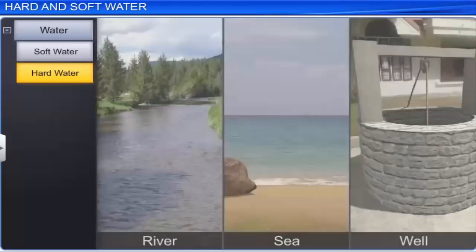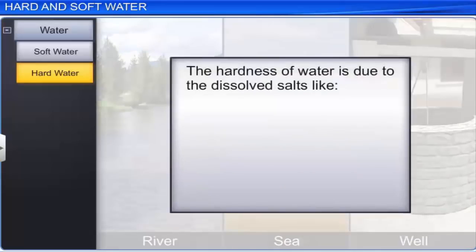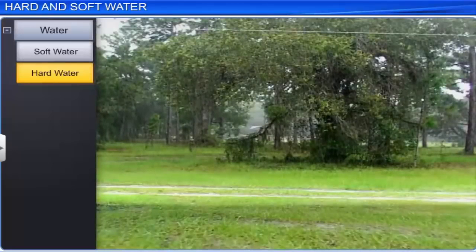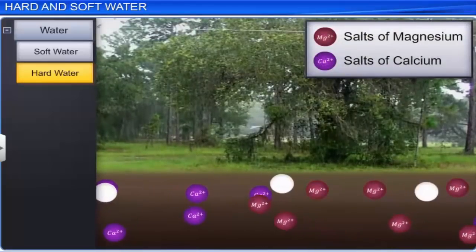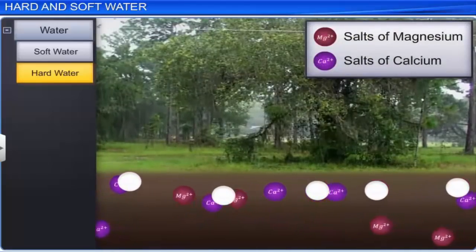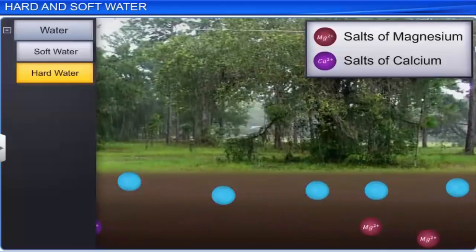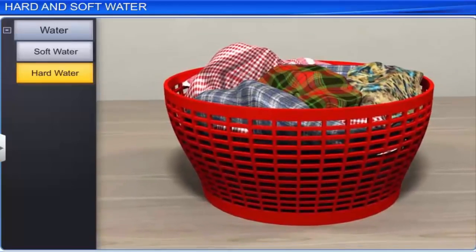The hardness of water is due to the dissolved salts, like bicarbonates, chlorides and sulfates of calcium and magnesium ions. When rainwater makes its way through the ground, it dissolves the salts of calcium and magnesium and turns hard. Let's see why hard water cannot be used for laundry.